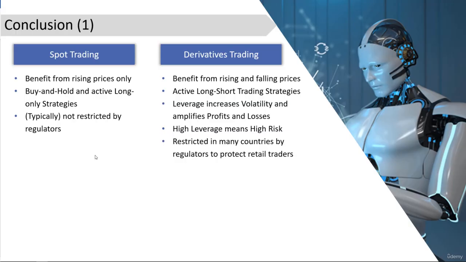And in many countries, derivative trading is either completely prohibited or there exist different leverage rules and limits for different asset classes. So for example, you can take more leverage for traditional currencies like euro, US dollar than for cryptocurrencies. But this depends on the country.